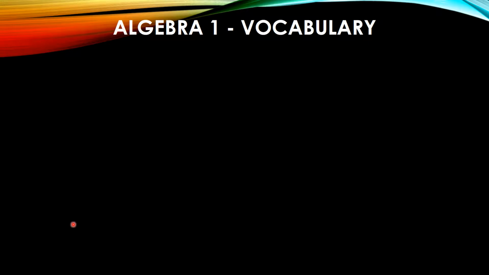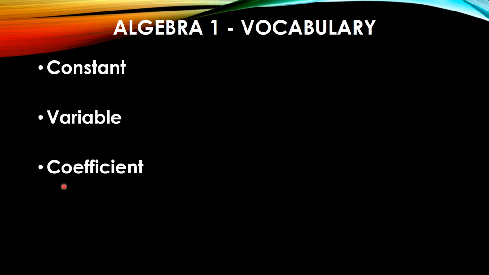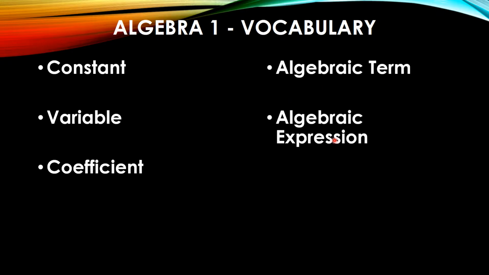We're going to start with Algebra 1 vocabulary, which we will use throughout the school year. First term that we're going to learn is constant. The second one is variable. The third one is coefficient. The fourth one is algebraic term. And the last one is algebraic expression. So we're going to look at examples and definitions for each one of these words.